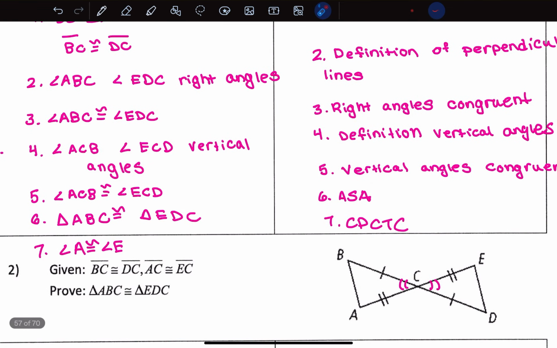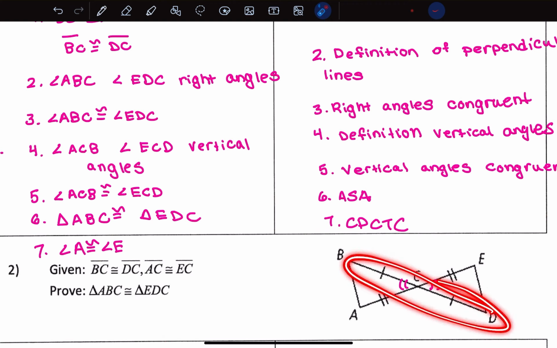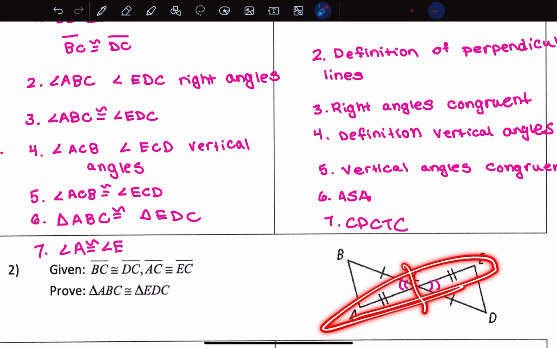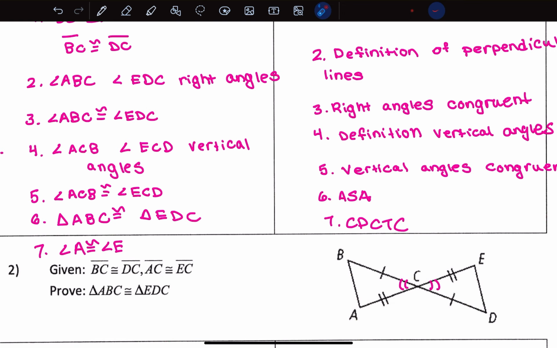The next one, if we look at the proof statement, I am going to stop when I can prove that the triangles are congruent. I am not going to use CPCTC in this example. So, given that BC is congruent to DC, so we have congruent sides. AC is congruent to CE, congruent sides. So all I need to do is state that these angles are congruent because they are vertical angles.